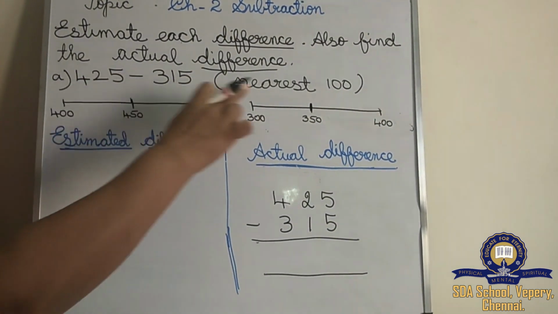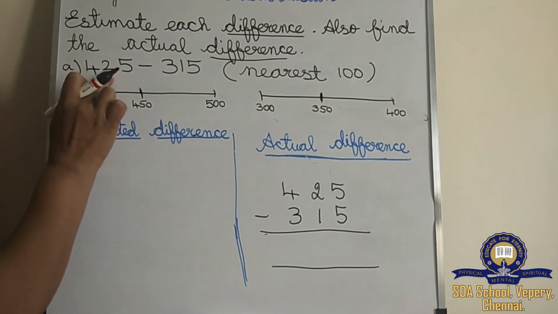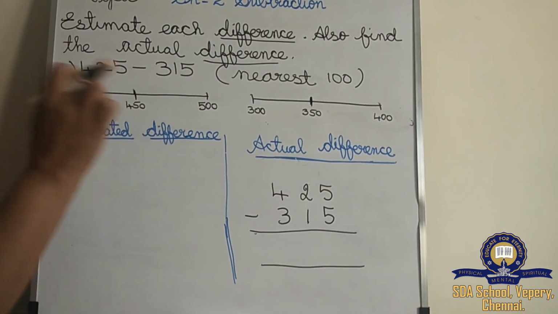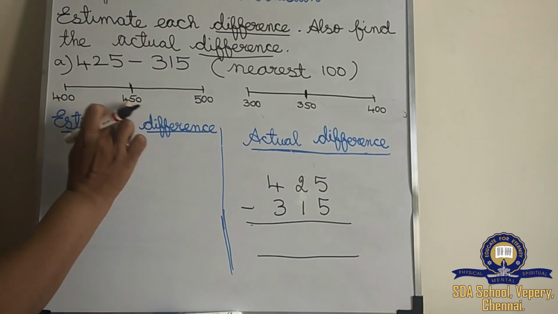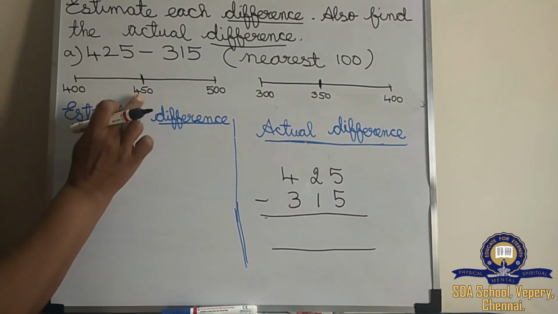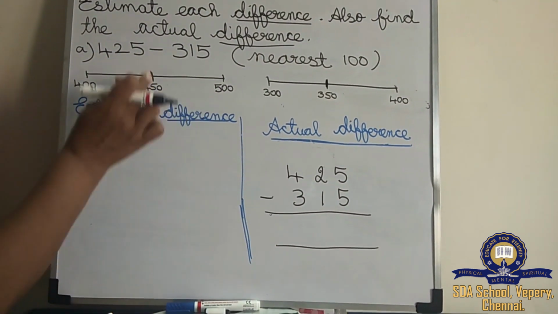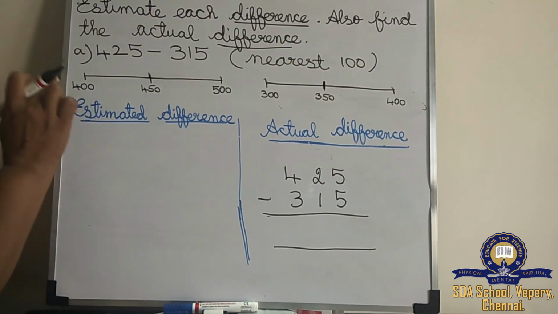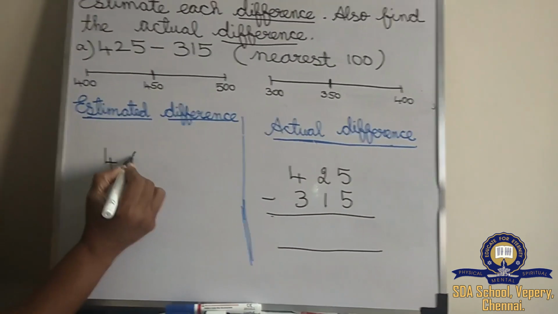Okay, children, now we'll see nearest 100. What's the sum? 425 minus 315. Likewise, what do you have to write? 400, 500. And what's the middle? 450. So does 425 come below 450 or above 450, children? Below 450, isn't it? After 400 you have to see. Understood?